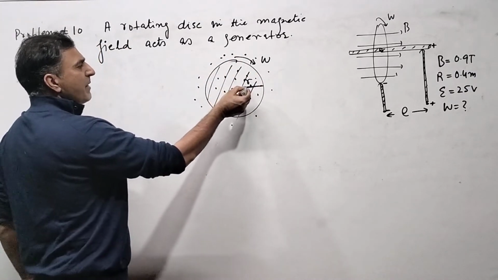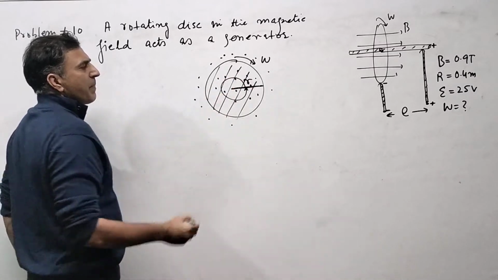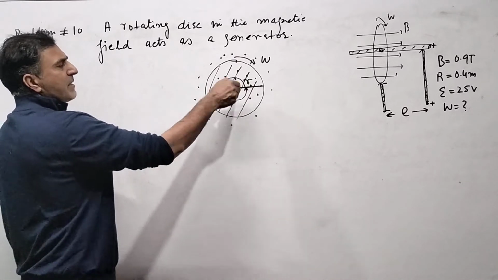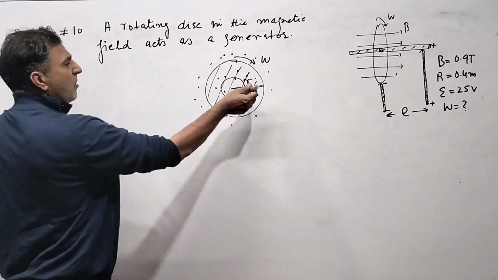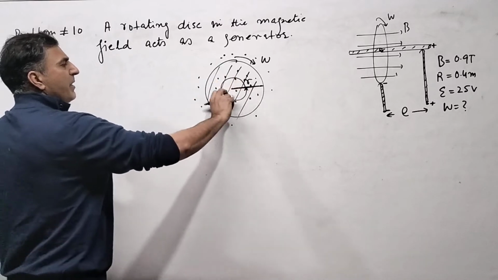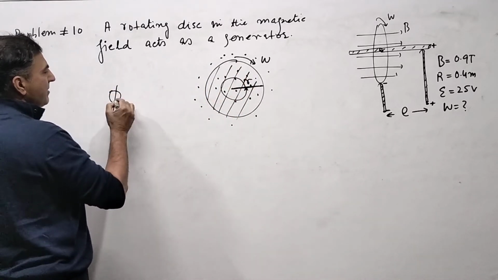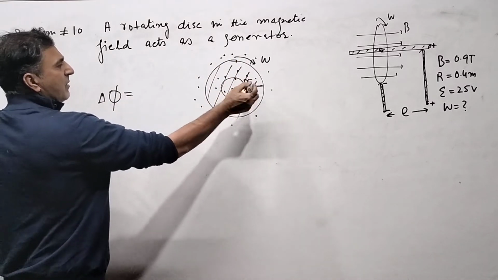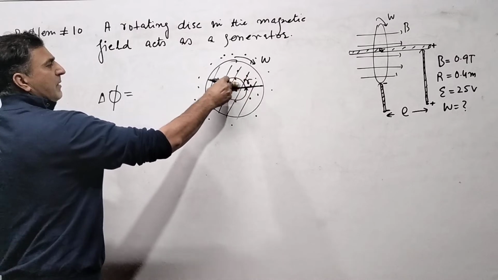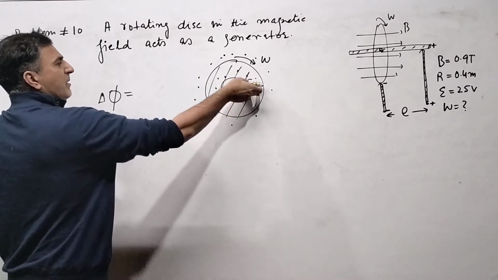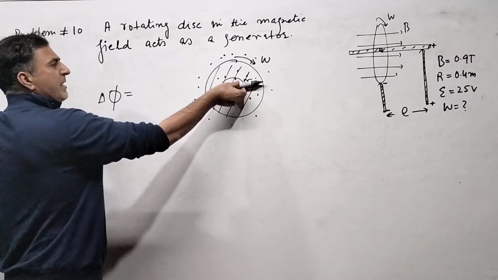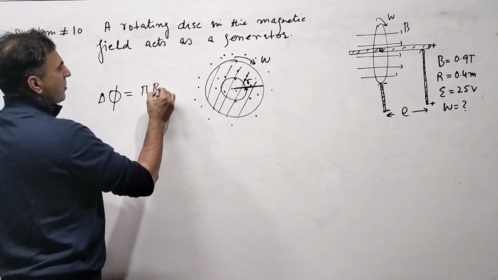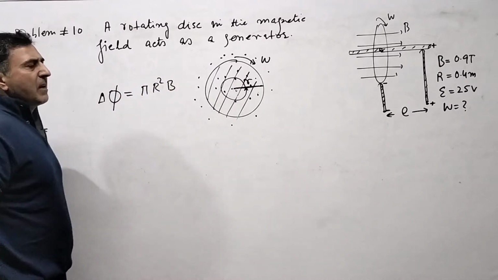When it makes one revolution, how much magnetic field is cut in this revolution? How much area, how much flux has been cut? When the disk makes one complete revolution, how much flux is cut? Flux delta phi is equal to, see here, something like this, a complete rotation. It traverses the whole area of the disk. That is pi r square into B. That is the flux cut.